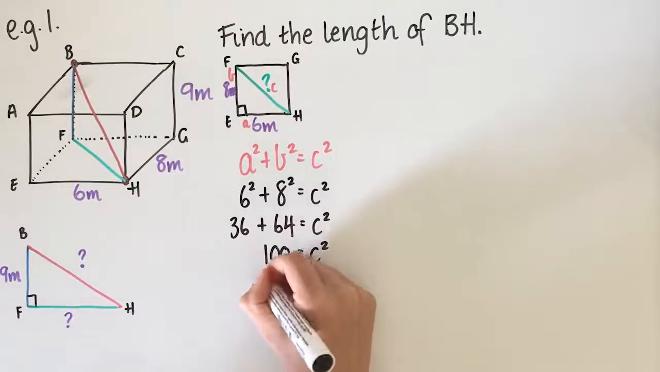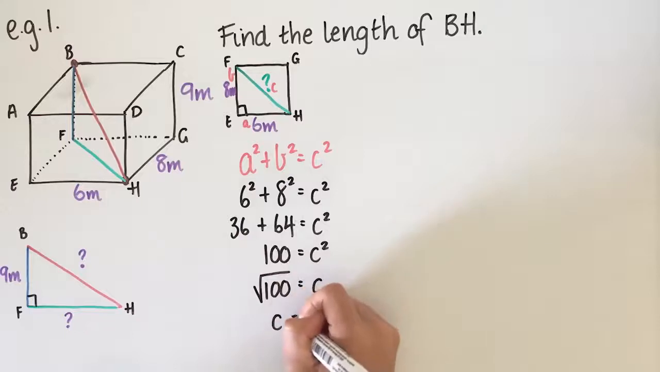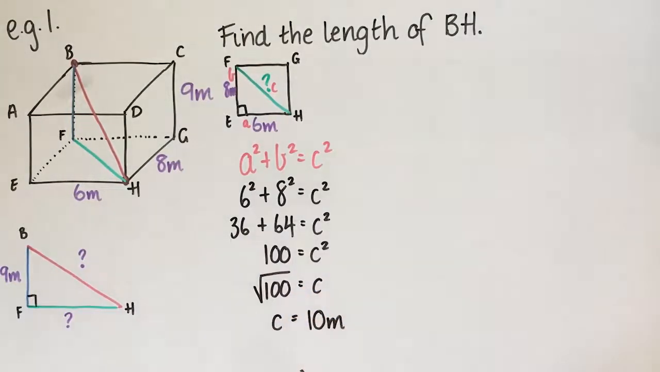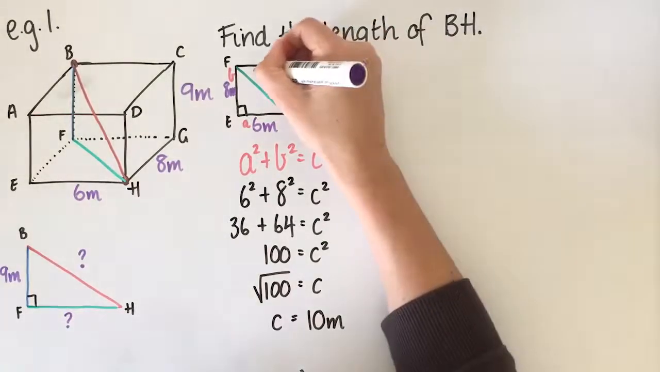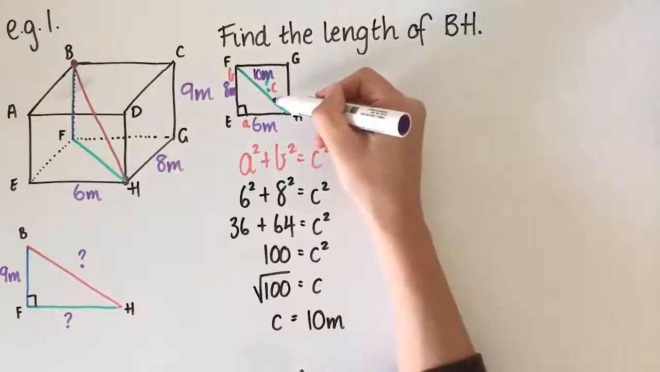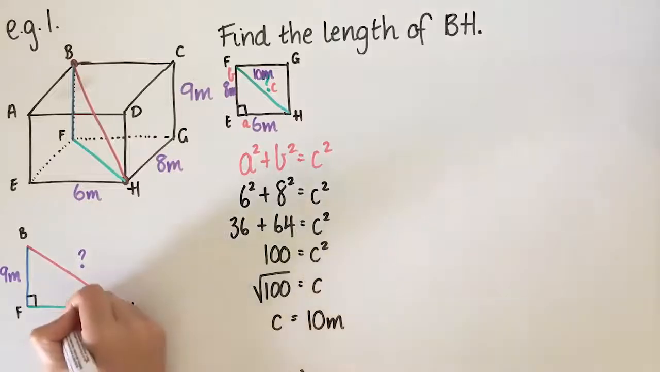Remember, we're not done yet. We need to find the square root of that. The square root of 100 is 10. So what I can say about this unknown green side is that that is now 10 meters. It makes sense because it's the longest side, so it's got to be longer than the other two. So now what I can do is I can come back over here and I can change this unknown because I know what this is now. This is now 10 meters.